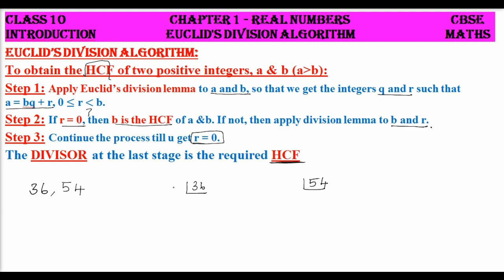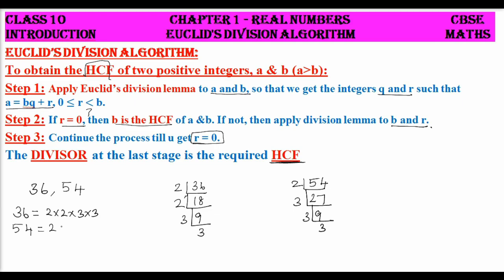So 36, when I factorize it, divide by 2, I get 18. Then again divide by 2, I get 9. Then divide by 3, I get 3. So I have factorized 36 as 2 into 2 into 3 into 3. Right? Then I will factorize 54 and divide by 2, I get 27. Then divide by 3, I get 9. Divide by 3, I get 3. So 54 I have factorized as 2 into 3 into 3 into 3.